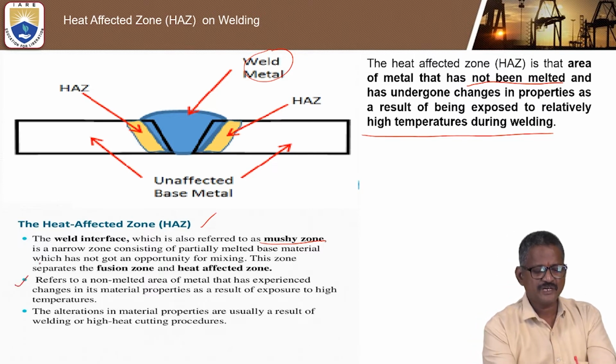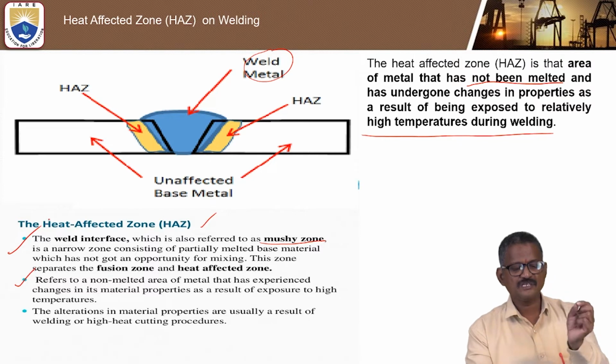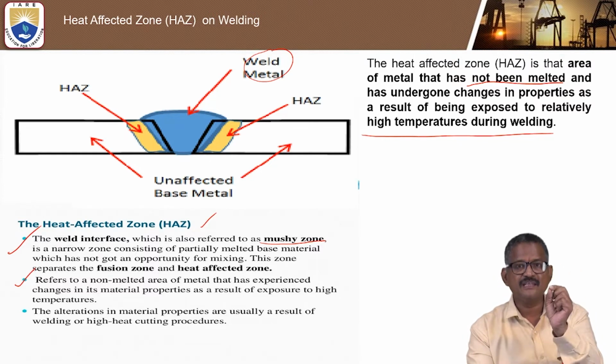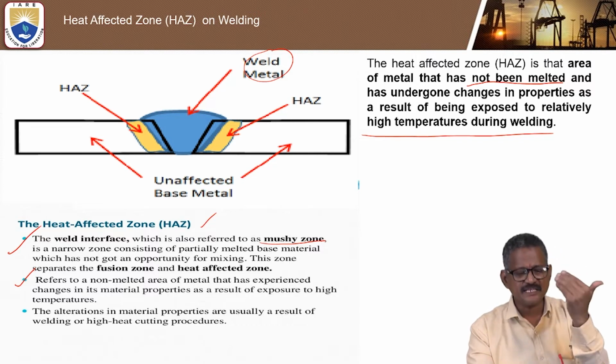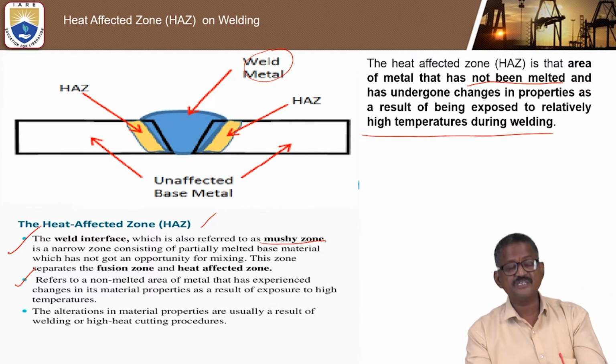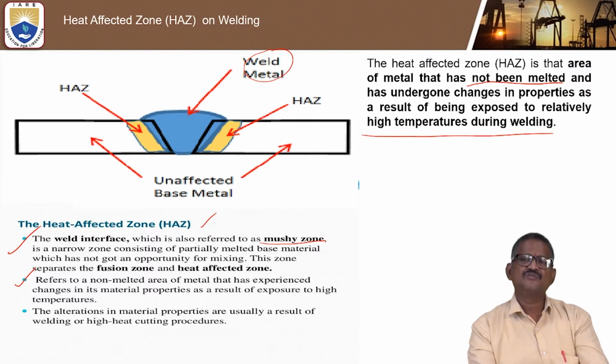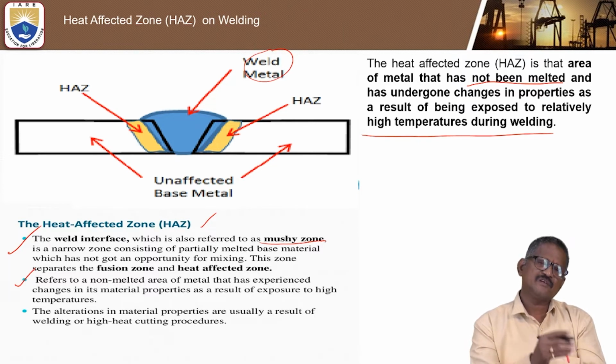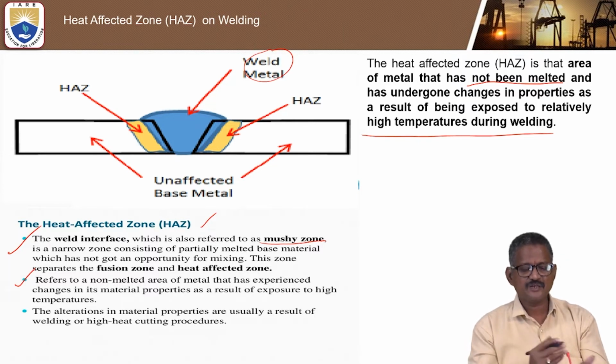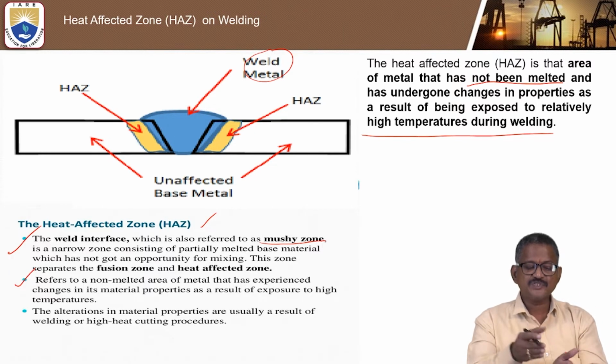The second important point refers to the non-melted area of the metal that has experienced changes in the material properties. Especially since we sometimes use similar or dissimilar metals, the properties of the material change as a result of exposure to temperature.